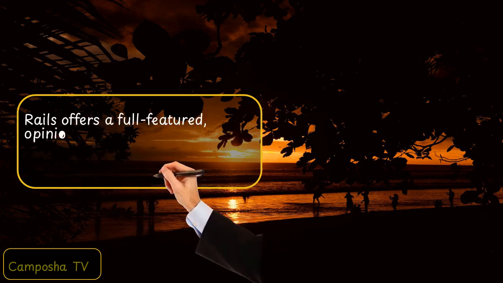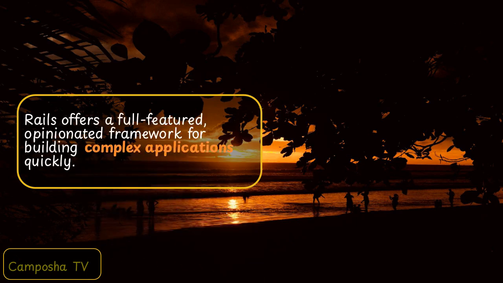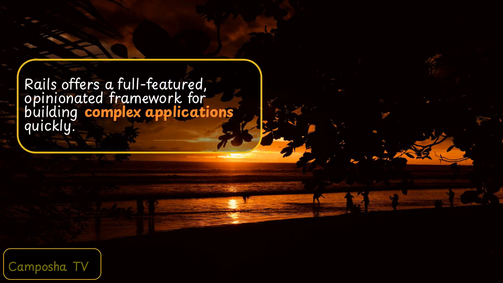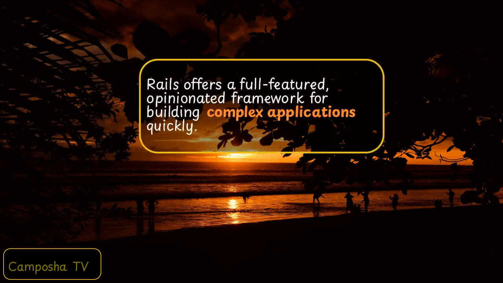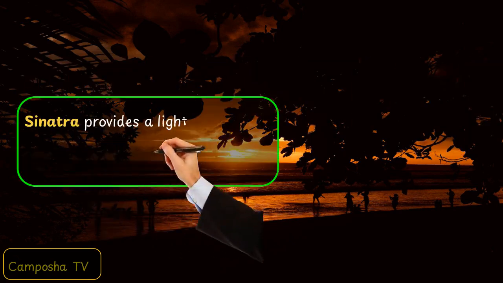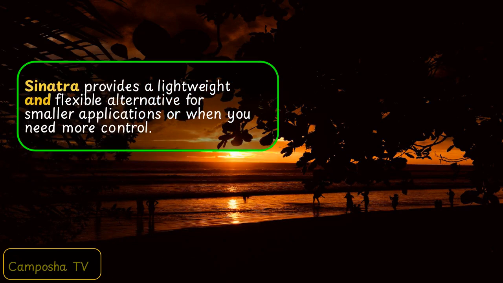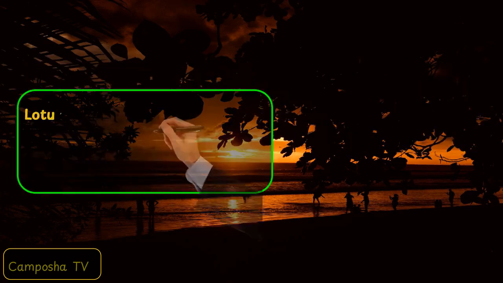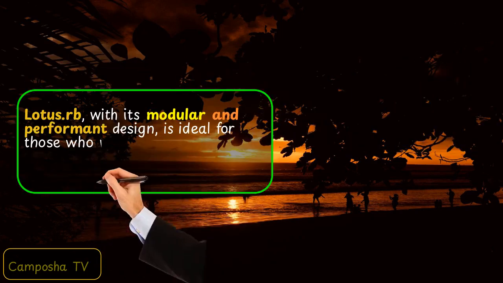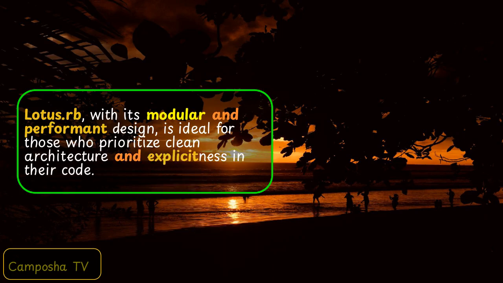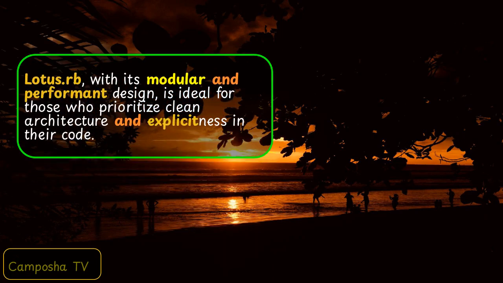Rails offers a full-featured, opinionated framework for building complex applications quickly. Sinatra provides a lightweight and flexible alternative for smaller applications or when you need more control. Lotus.rb, with its modular and performant design, is ideal for those who prioritize clean architecture and explicitness in their code.